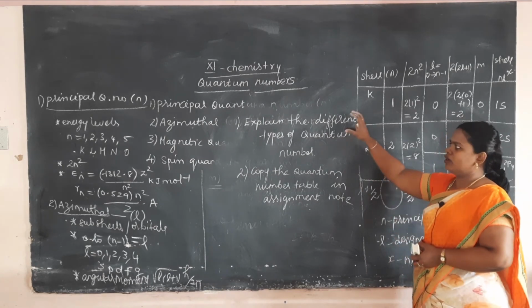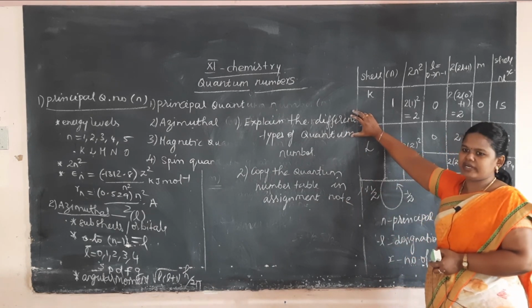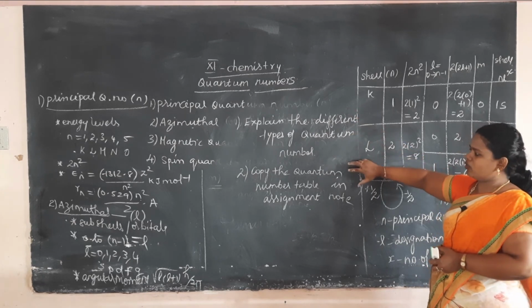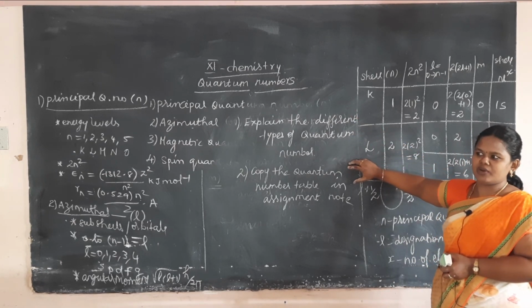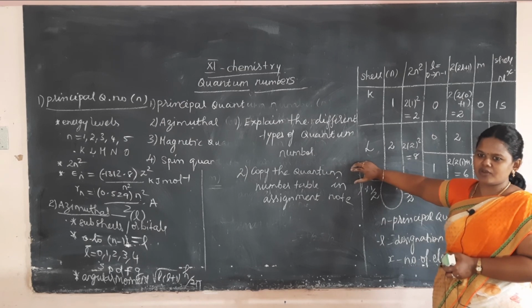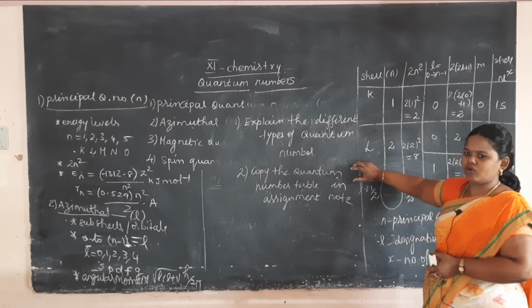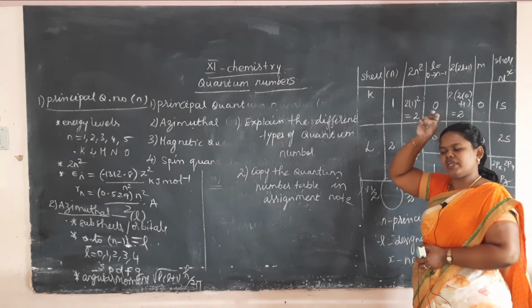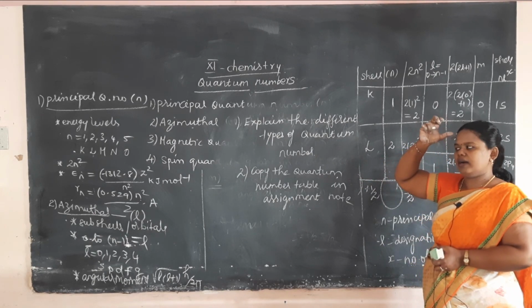Okay, so for your assignment, explain the different types of quantum number. And second one, copy the quantum number table in your assignment note. This table is very very important. You understand and then you copy. Okay, without understanding, you don't copy. You understand. If you have any doubt, you can ask me during the online class.